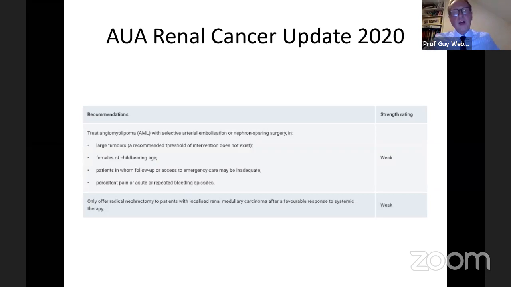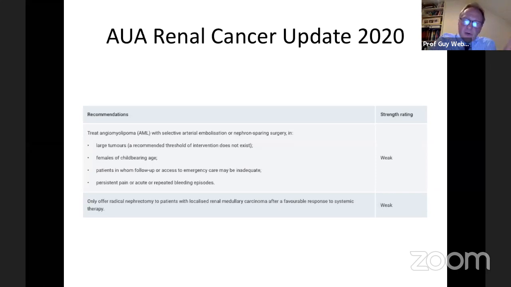Now, AUA has updated its guidelines this year on AML, and one of the things we looked at in our unit was the evidence for the cutoff for indications for treatment. Classically it's thought to be 4 centimetres or more. So the AUA said this year, treat AMLs with selective arterial embolization or nephron-sparing surgery in large tumours. It just says large; a recommended threshold of intervention doesn't exist.